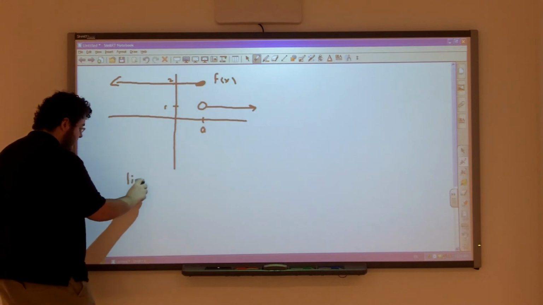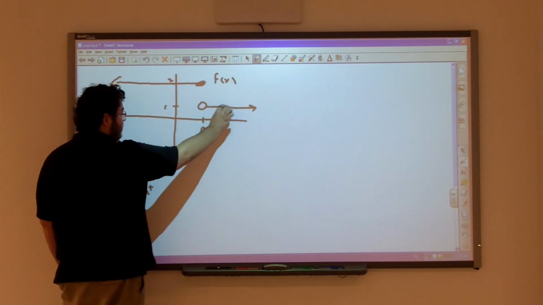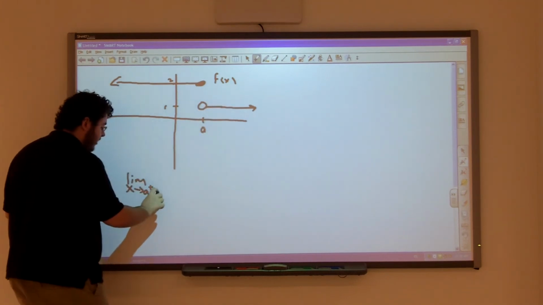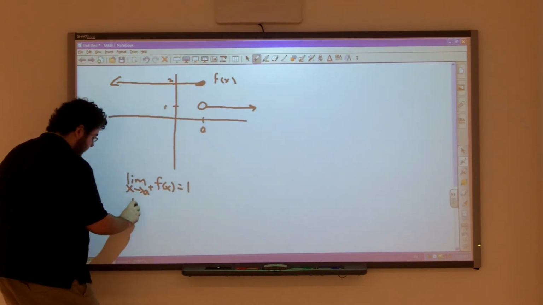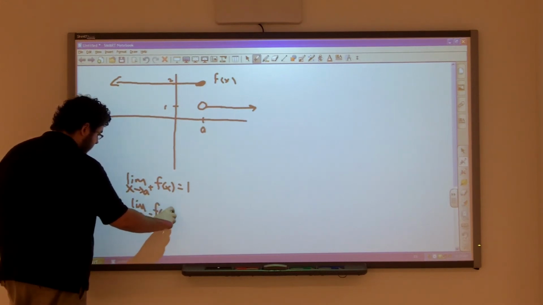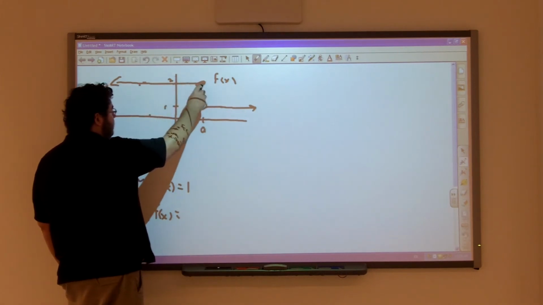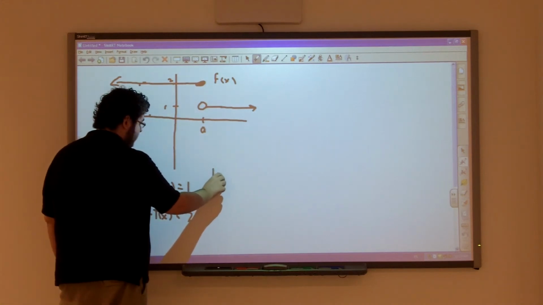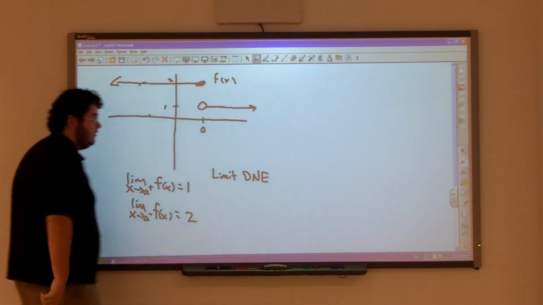Well, we can see that the limit as x goes to a from the right is going to be, well, we're approaching a but never touching it. So it's still approaching 1. And from the left, if we look at it from the left, it's approaching the value of 2. So we can say that the limit does not exist because they're different on both sides.